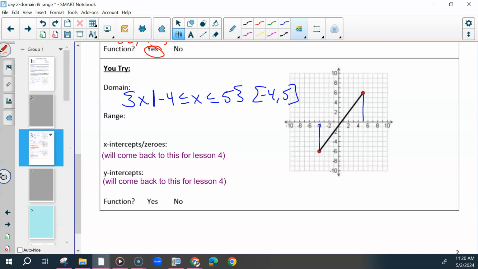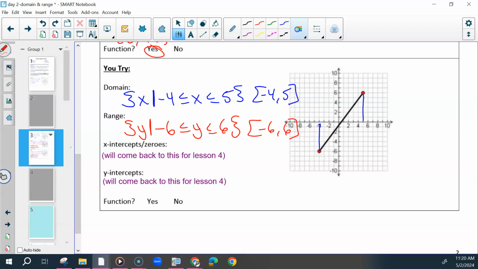Range, we'll get your lowest to highest. -6, how would we continue writing that? Less than or equal to y less than or equal to 6. And then in interval notation, that would be -6 to 6.